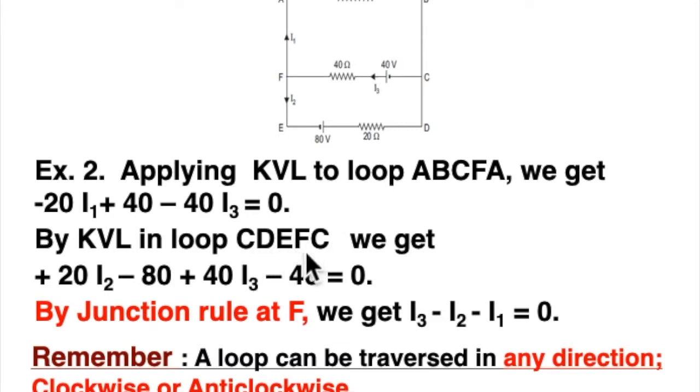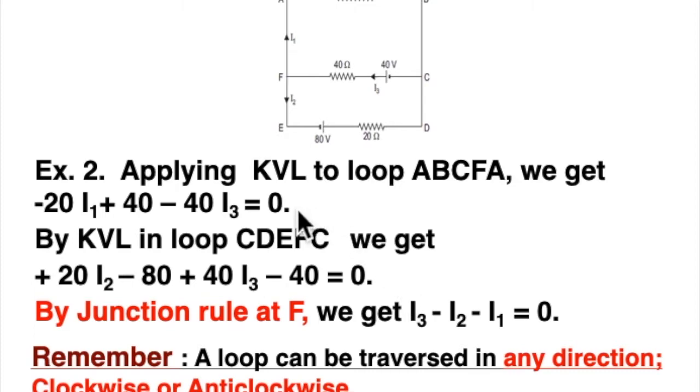In loop C, D, E, F, C. Now, from C to D, here we do not have any resistance, so no potential drop. Here again we are moving against the current, so plus 20 I2, minus 80, because we are moving from negative to positive. Here, against the current, lower potential to higher potential, a rise of potential, plus 40 I3, minus 40, because this is from positive to negative of the cell, therefore a fall in potential, equal to 0.